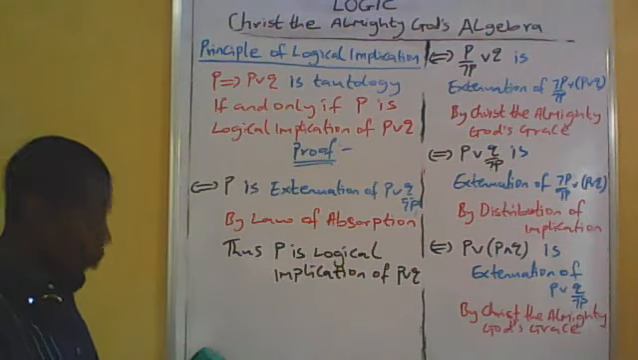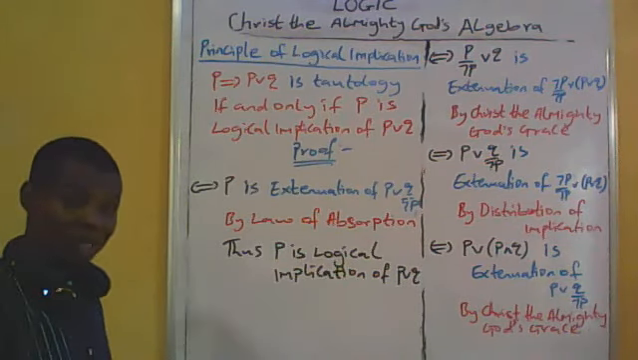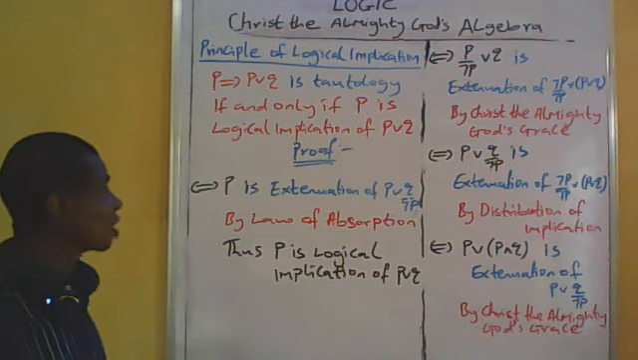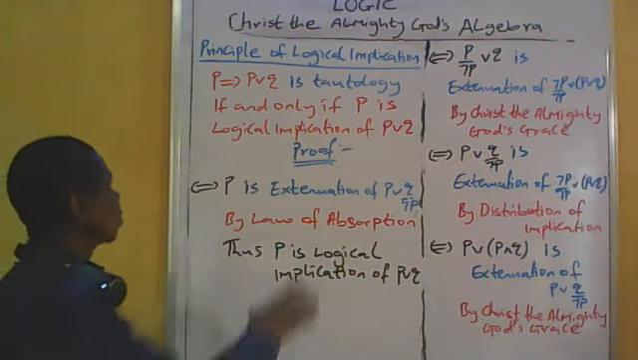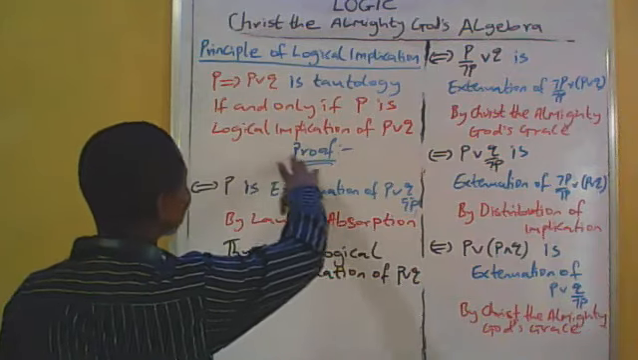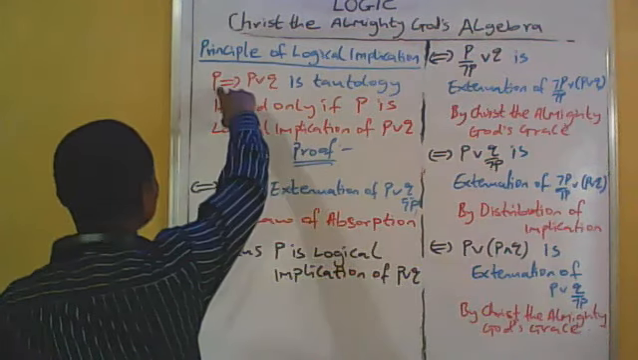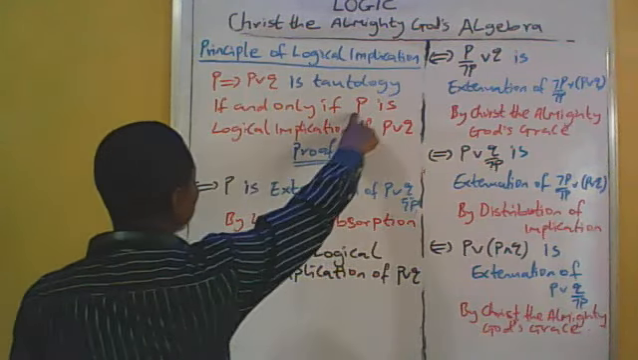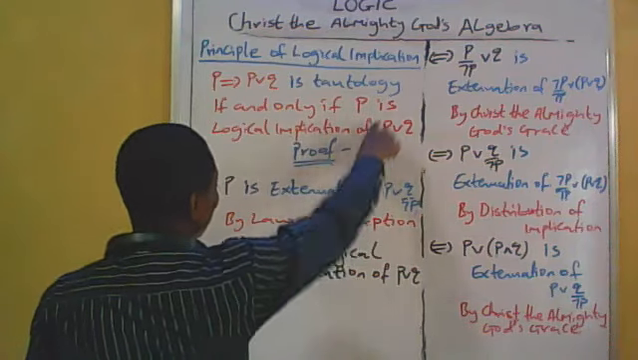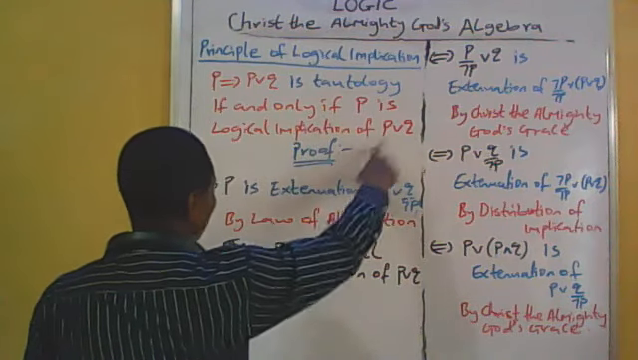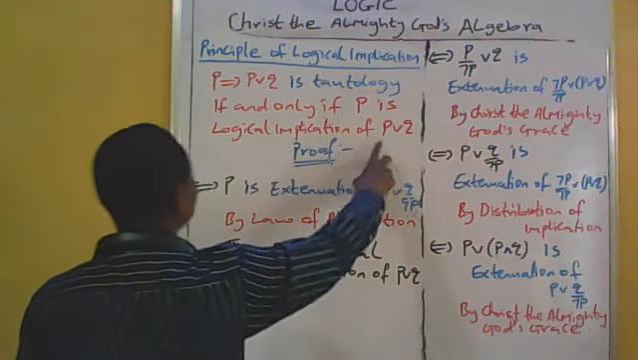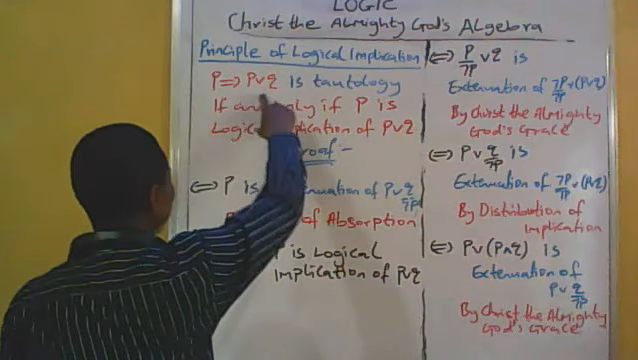So we're going to prove the converse. That means we're going to prove that this P is a logical implication. So we're going to assume that P is a logical implication of P or Q. We then derive that P implies P or Q is a tautology.